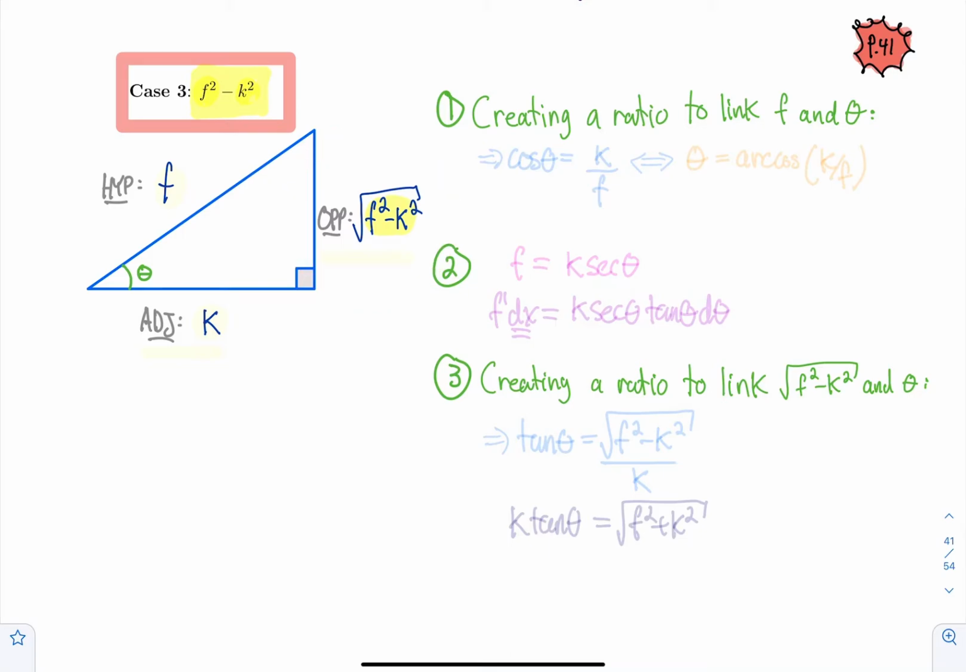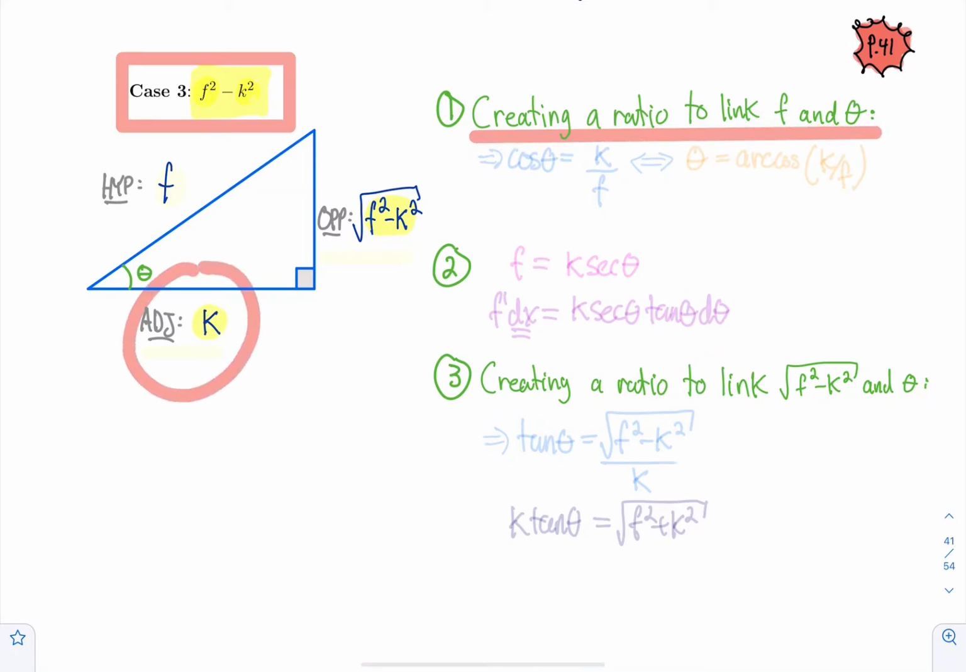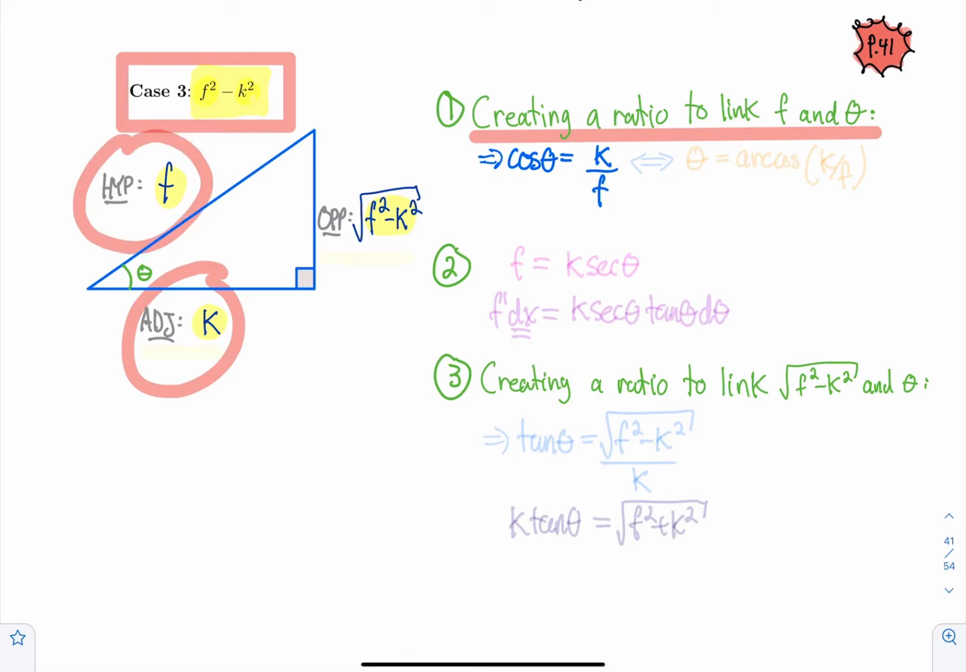So as usual, let's first create a ratio that will link f and theta. So the side that we will always use here is k, so the adjacent side will always be involved in any ratio that we're going to set up. And now we want to link this with f. So adjacent side and hypotenuse, the best ratio here is obviously cos theta. So cos theta will be adjacent, k, over hypotenuse, f. And that's the ratio that links theta and f.